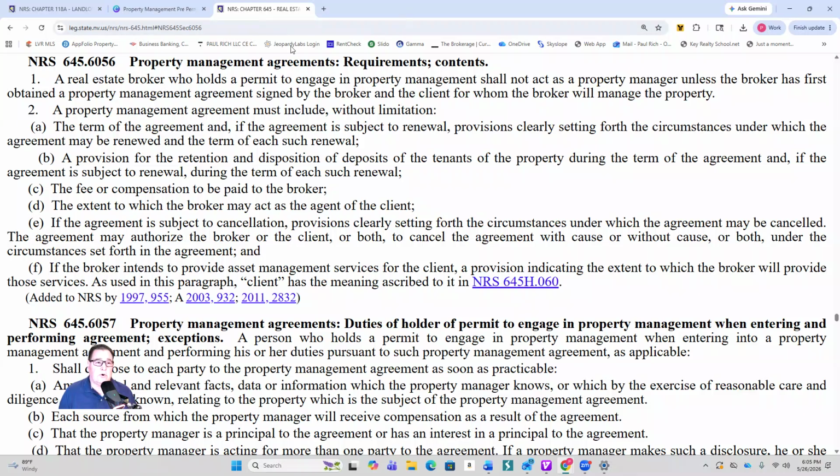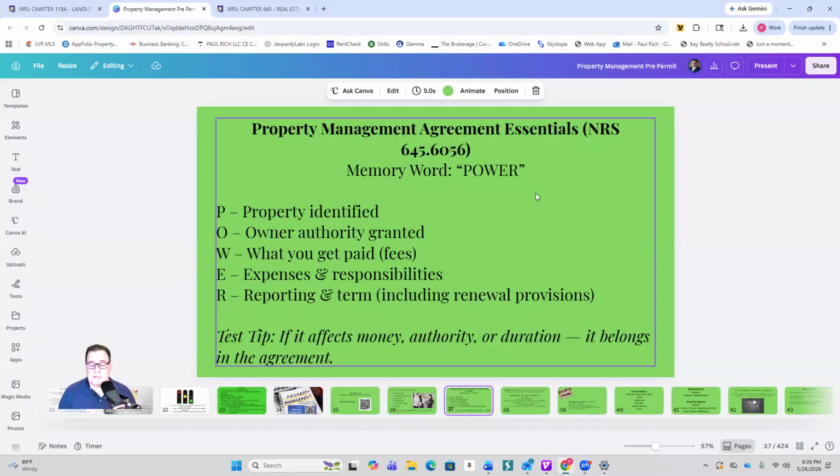So remember that word POWER, and you'll remember these essential elements. This comprises a substantial section of the test. Contracts and agreements is 15% of the overall test questions for the Pearson VUE exam for the Nevada Property Management Permit. So best of luck studying for your exam.